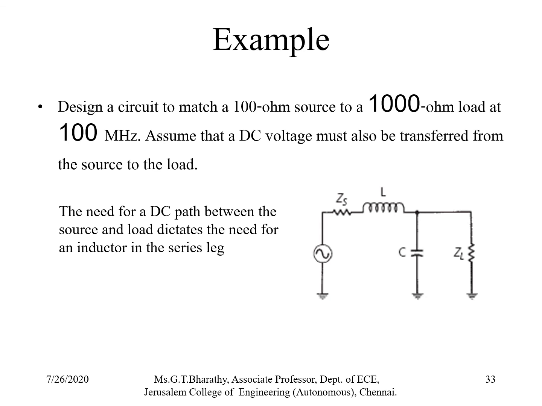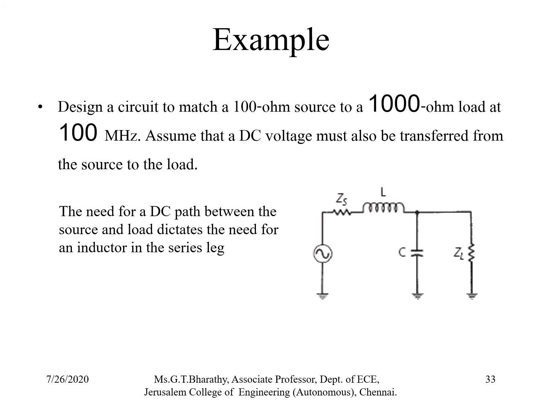So we saw that we have four different categories of L-type network that are possible. Now since we need a DC path between the source and the load, we have an inductor in series next to the source followed by a shunt capacitor. So let us see how to design this impedance matching network. Out of the four L-type networks that we have seen, we are going to design this network, which has a series L followed by a shunt C in between the source impedance and the load impedance.